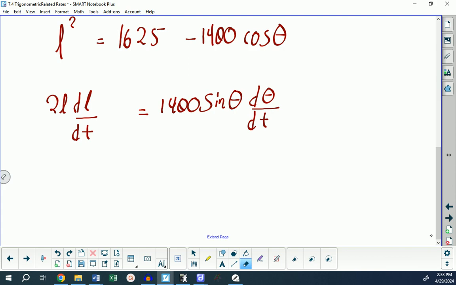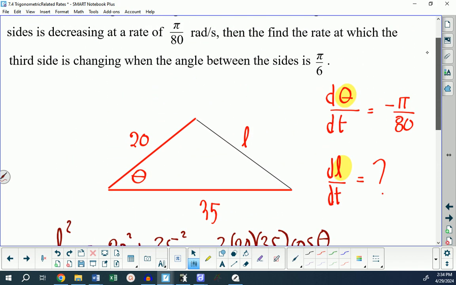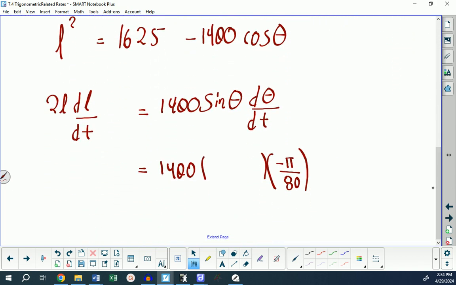We want to find dL/dt, so we need to know d theta/dt, which we do know. d theta/dt is negative pi over 80 radians per second. We need to know sine of theta. And I see a couple of you turning your eyes up towards the ceiling. I hope you're thinking of the unit circle when you're doing that. Because theta is pi over 6. And there's nothing wrong with you figuring out what sine of pi over 6 is and putting the number in. I'm just going to write sine of pi over 6 in here, which, by the way, is 1 over 2.